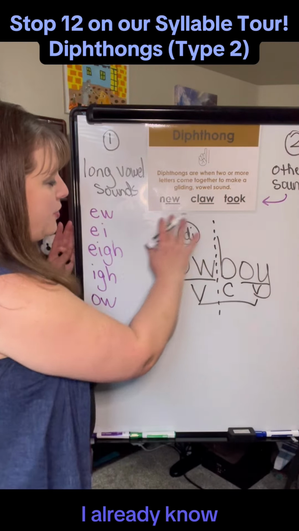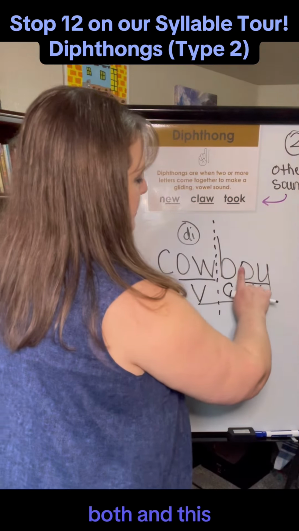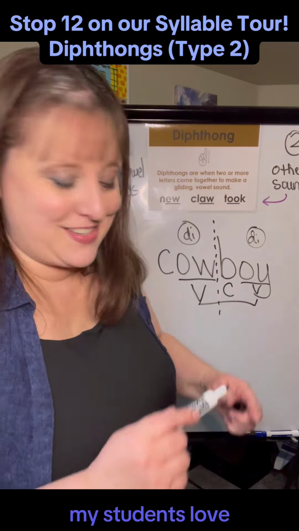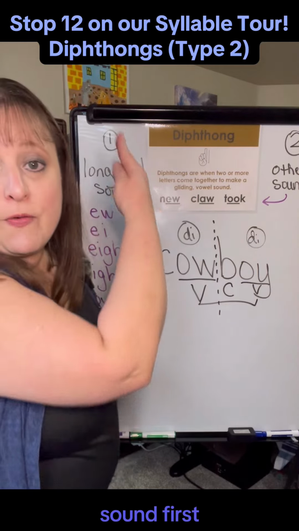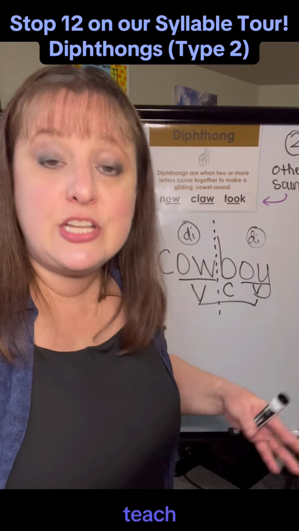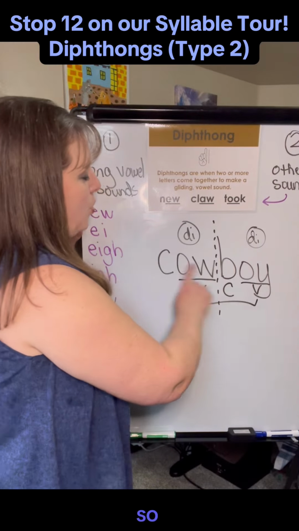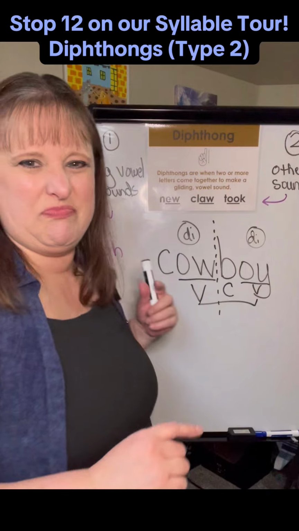So let's see. I already know that could say O or ow, because we've learned both. And this is going to be oi. That's another great little diphthong. Oi. That one's fun. My students love that one. So we're going to start this one with its long sound first, because that's the first one I teach, and it's a little bit more common in a lot of cases. So, O, co, boy, cowboy.